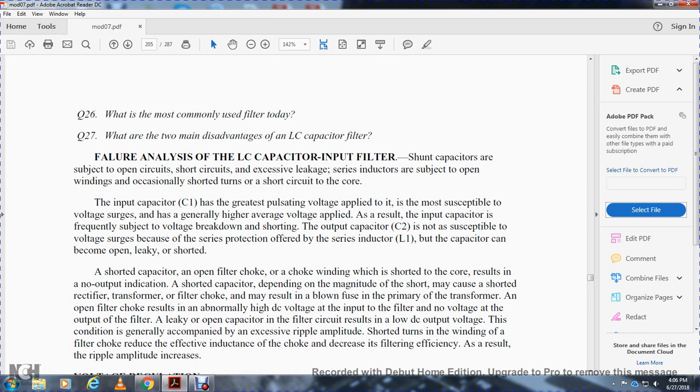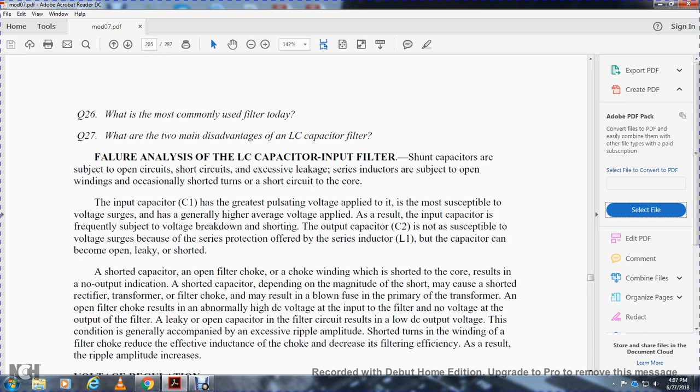Now, failure analysis of the LC capacitor input filter. Shunt capacitors are subject to open circuit, short circuit, and leakage. Series inductors are subject to open windings, shorted turns, and short circuits to the core. The input capacitor C1 has a great pulsing voltage applied to it, with a highly average voltage applied. As a result, the input capacitor is frequently subject to voltage breakdown.